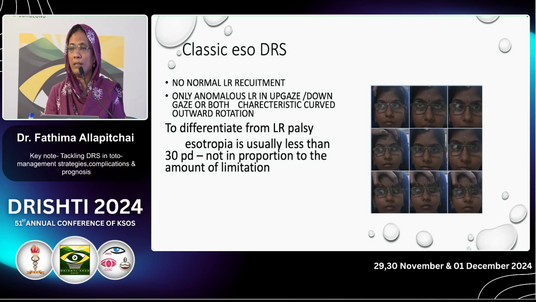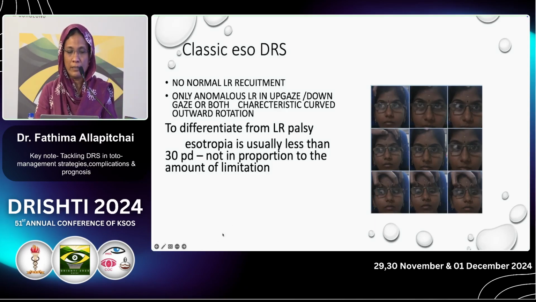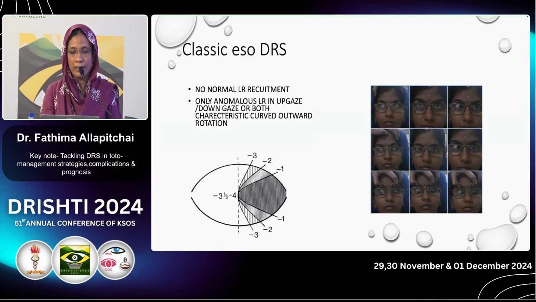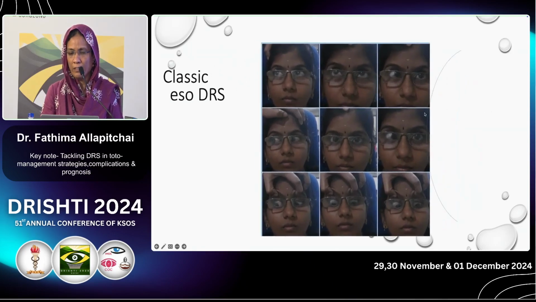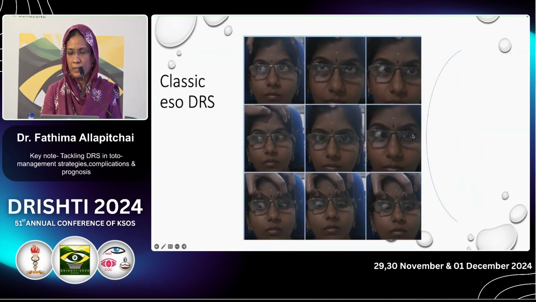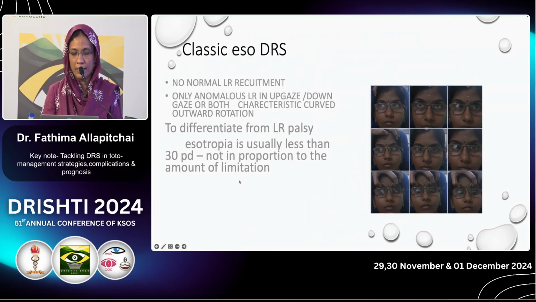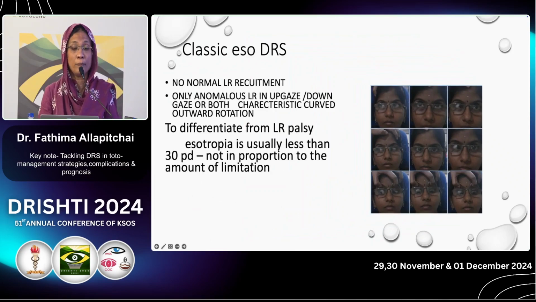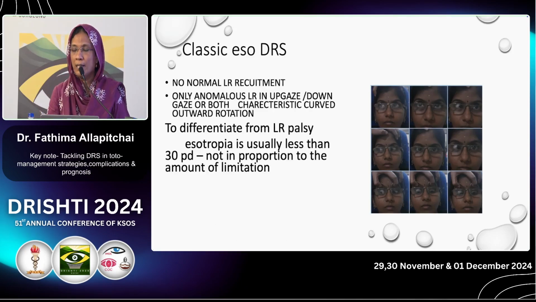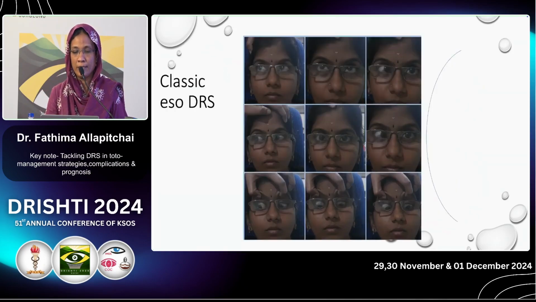This is the classic ESO-DRS described in Rosenbaum, equal to type 1 actually, where there is no normal LR recruitment, only anomalous LR in up gaze or down gaze. So it gives a typical pattern. Here abduction limitation is this much, but in up gaze and down gaze the limitation is less. This kind of pattern is seen only in DRS, not in LR palsy. In LR palsy, as already mentioned, the esotropia is proportionate to the amount of limitation, whereas in DRS the esotropia is very less considering the proportion of the abduction limitation.